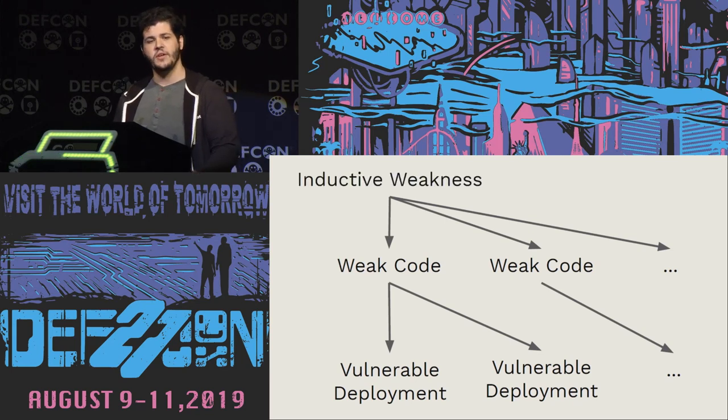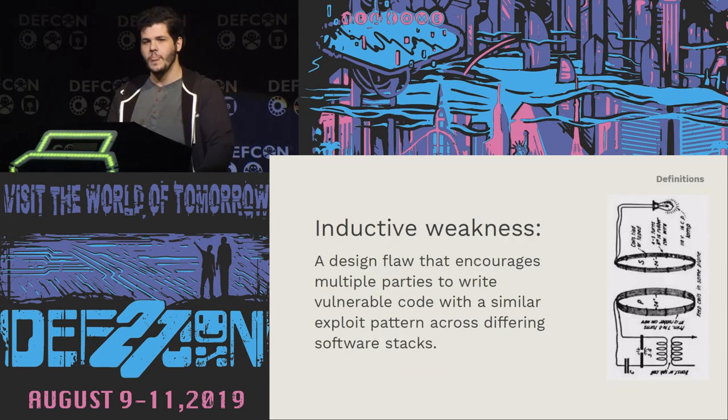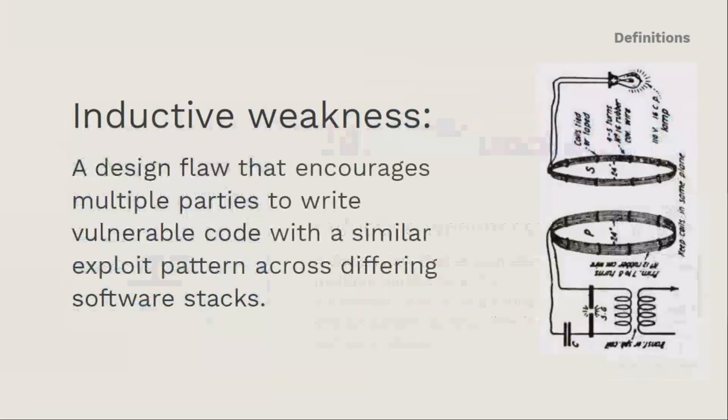I couldn't find an existing general term for this top level, so I'm going to call it an inductive weakness. And here's the definition. It's a design flaw that encourages multiple parties to write vulnerable code with a similar exploit pattern across differing software stacks. For example, we might say that an API induces SSRF vulnerabilities, or that an API has an inductive SSRF weakness. This is wordy and might not seem entirely justified right now, but it should make more sense once we get on to the demos.